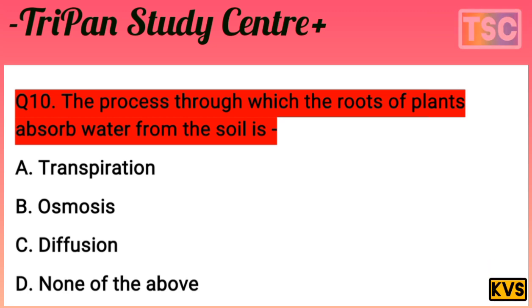The question is very interesting. You know that the roots of plants absorb the water from the soil through osmosis. That's a fact. It means option B is correct: osmosis. Let's see the next question.